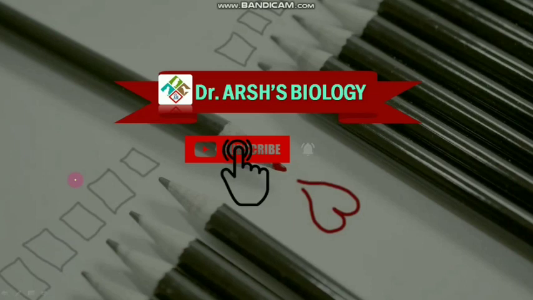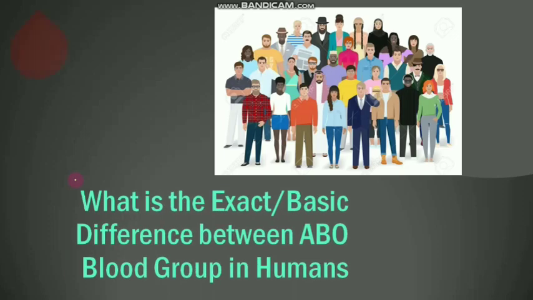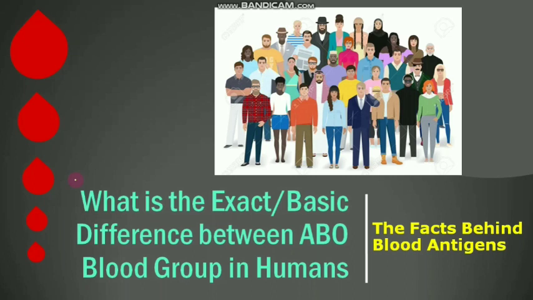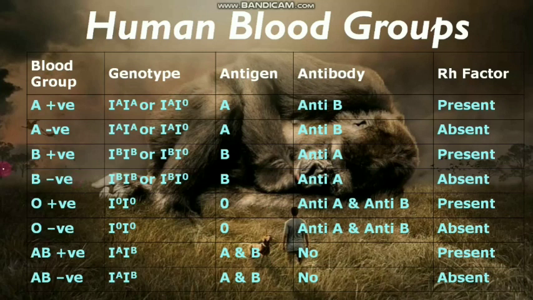In this lesson, we are going to discuss the exact or basic difference between the ABO blood groups in human beings. So we will be discussing the facts behind different types of blood antigens. We know that human blood groups are mainly the following types, represented in the table, starting from A positive and ending in AB negative, including the O blood group. I'm just taking one example and discussing it, and the remaining you can take from the table by pausing the video.